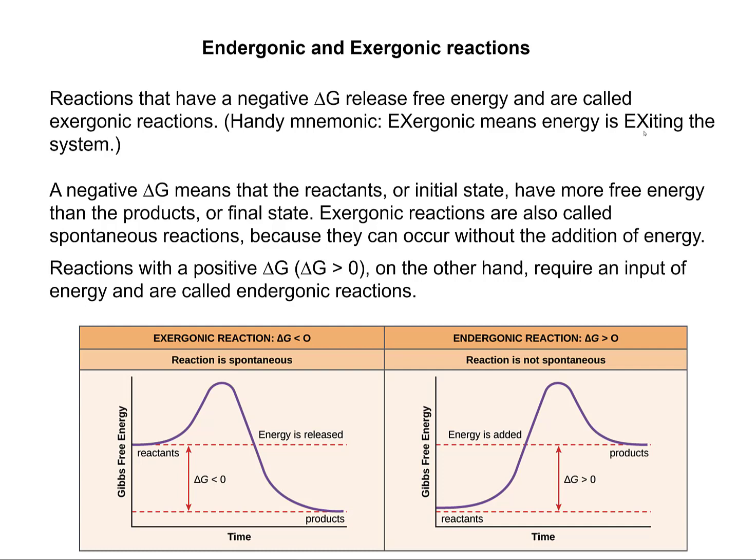Exergonic means it's exiting. In Latin, exit means to leave or to go. So exiting the system: exergonic means that energy is leaving. And a negative G means that the reactants, or initial state, have more free energy than the products, or final state. Exergonic reactions are also called spontaneous. It's the same idea as I was mentioning with a hand on a cold tabletop: it's the energy exiting your hand. You can think of it that way.